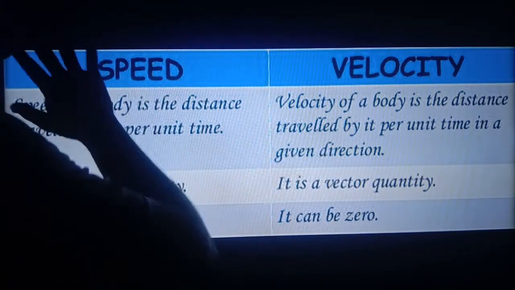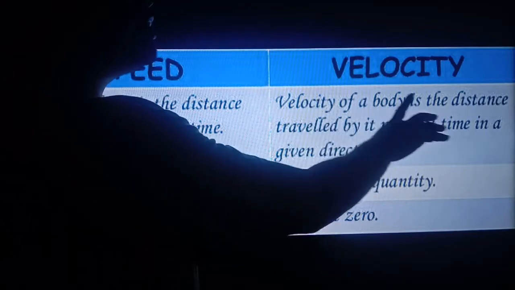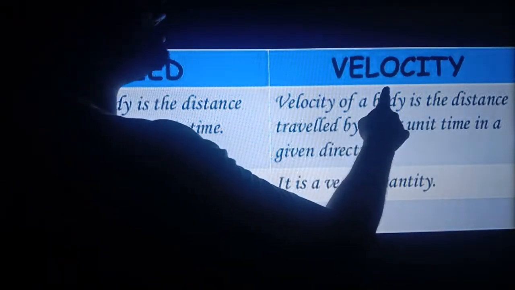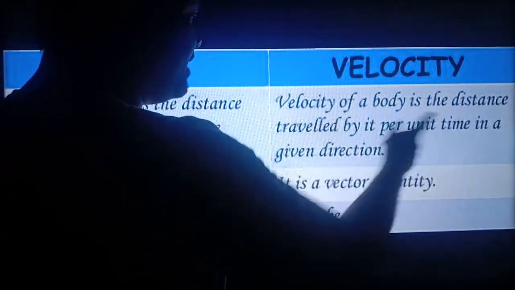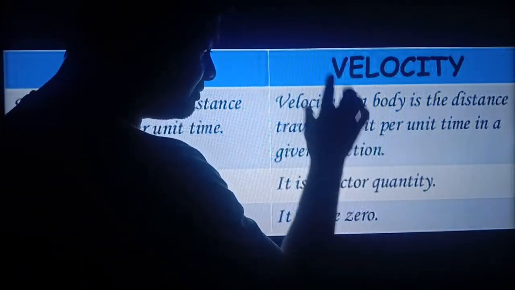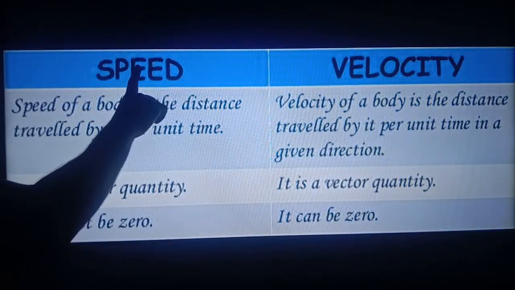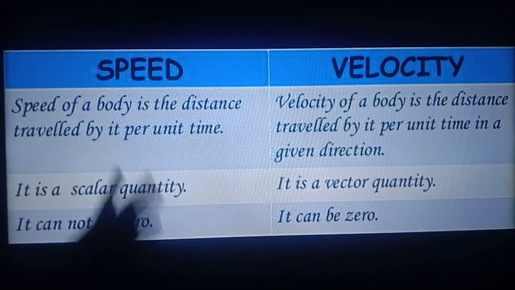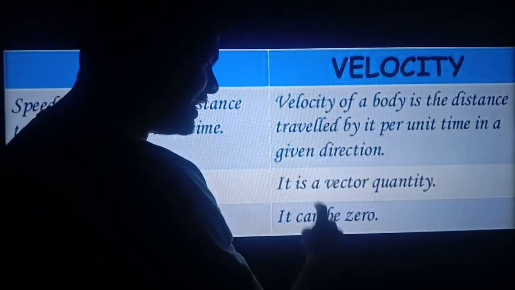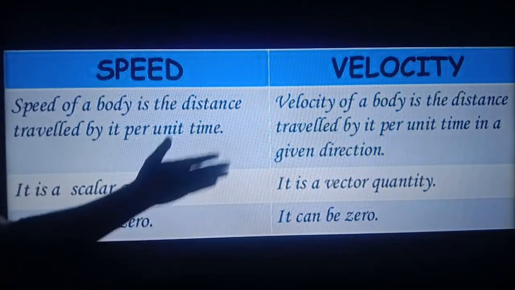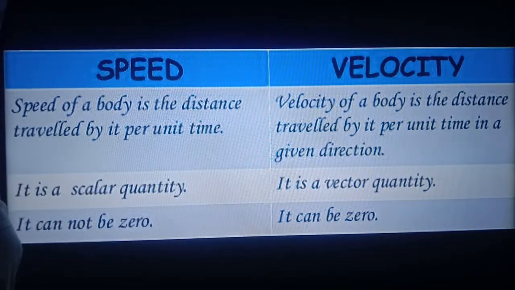No requirement of direction. But velocity, the velocity of a body is the distance travelled by it per unit time in a given direction. Important term, given direction. Speed cannot be zero, but velocity can be zero. These are the three differences between speed and velocity.